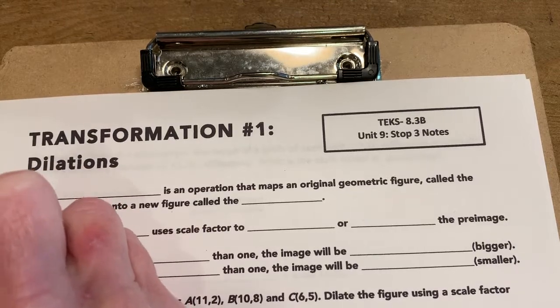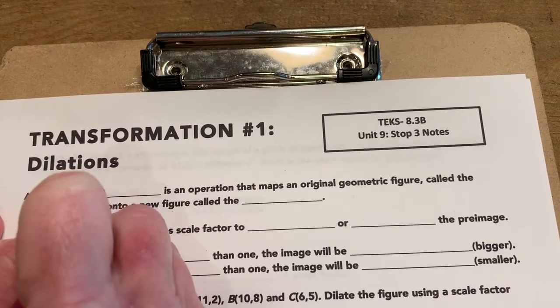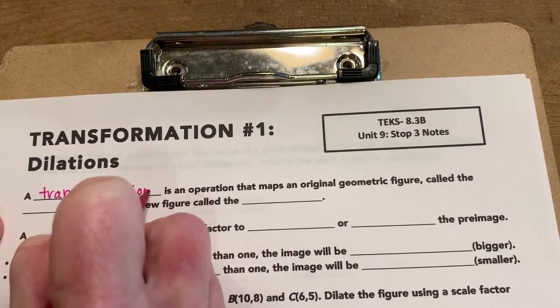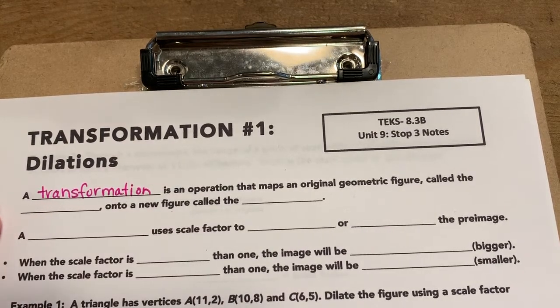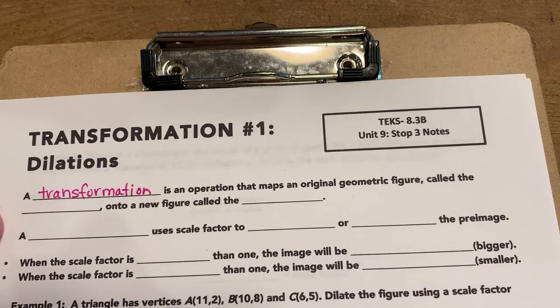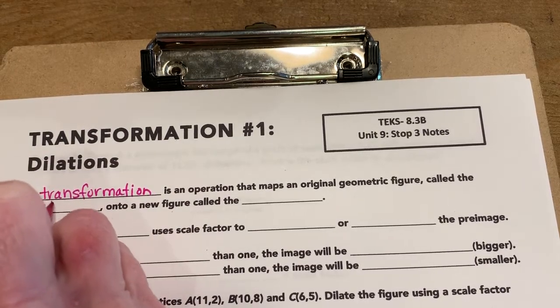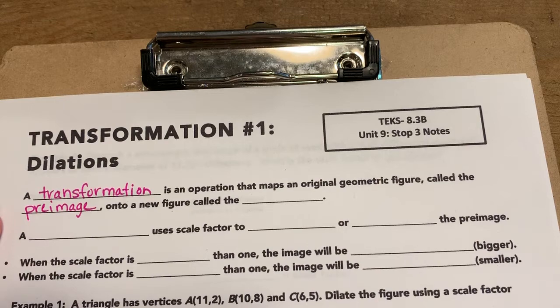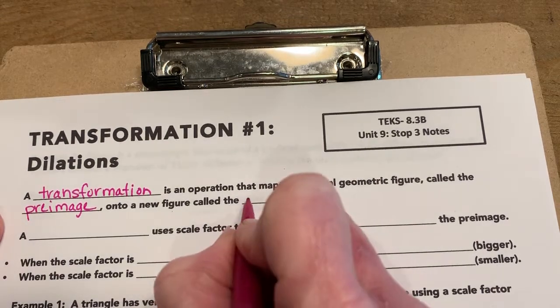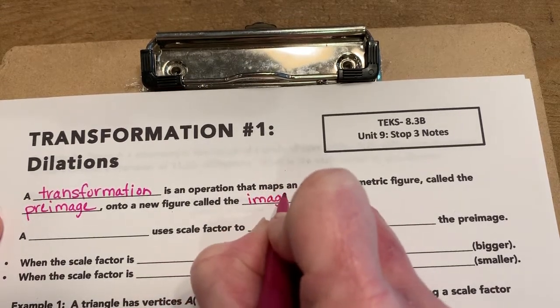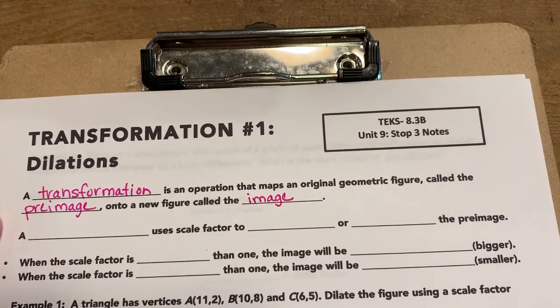Basically, a transformation is an operation that maps an original geometric figure called the pre-image onto a new figure called the image. So on a graph, you're going to take some type of geometric figure, triangle, quadrilateral, something like that, and you're going to transform it, right? You're going to change it somehow. So the first way we're going to change it is by dilating it. That's what this video is about.